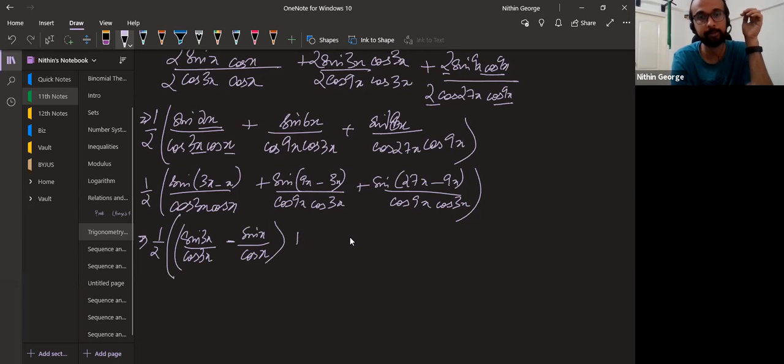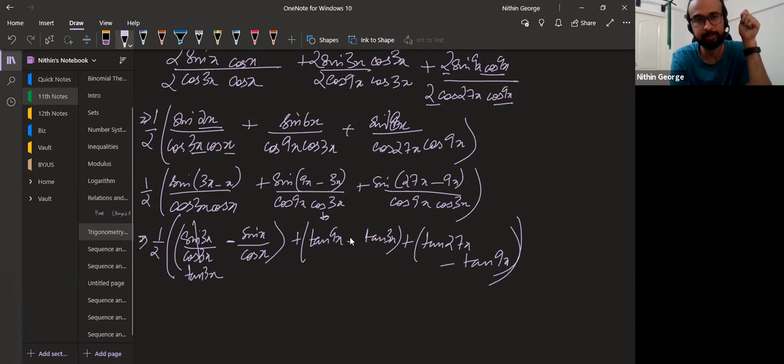Plus the next part: sin 9x cos 3x minus cos 9x sin 3x. So the first part will become tan 9x, the second part will become tan 3x. Here, the first part becomes tan 27x minus the second part tan 9x. All right, so this is tan 3x, this is tan x. What happens here?